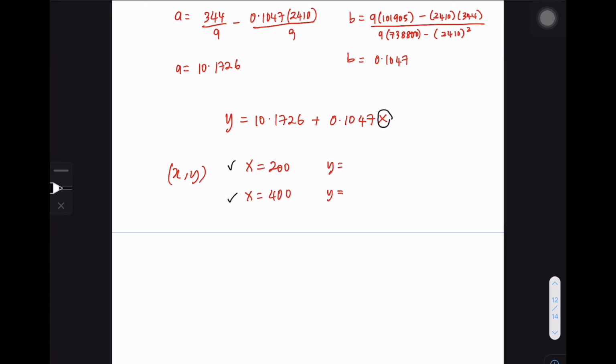Okay, letakkan 200 kat sini. So awak akan dapat y sama dengan 10.1726 tambah dengan 0.1047 darab 200. So awak akan dapat value of y. Y awak akan jadi 10.1726 tambah dengan 0.1047 darab dengan 200. So awak akan dapat value of y awak adalah 31.1126.